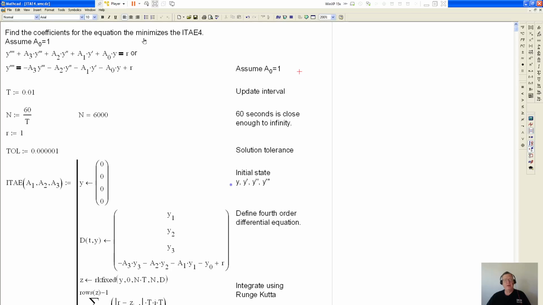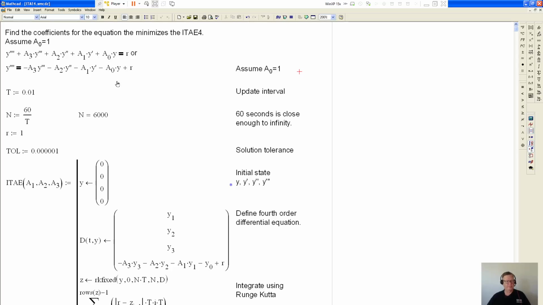To do that, what we need to do is write a fourth order differential equation. And what we want this to do is start at 0 and minimize the time it takes to get from 0 to a reference point, which is R, and R is assumed to be 1. So it's going to calculate these three coefficients that will minimize the integrated time absolute error to get from 0 to 1. And in this case, what we're assuming is that A0 is always going to be equal to 1.